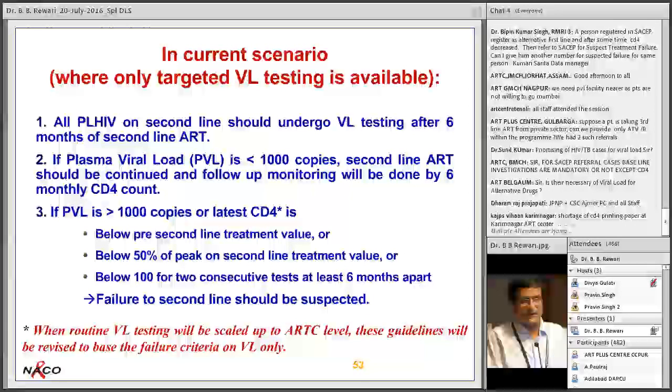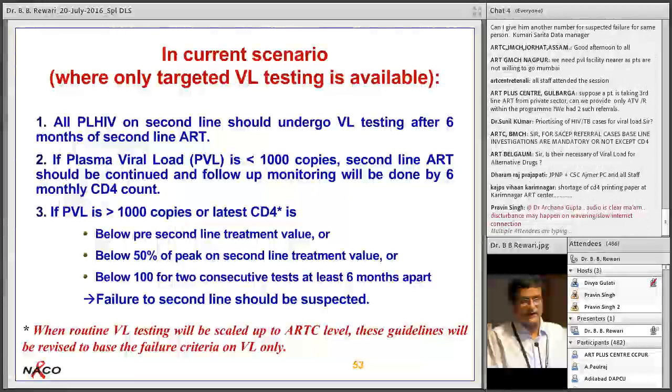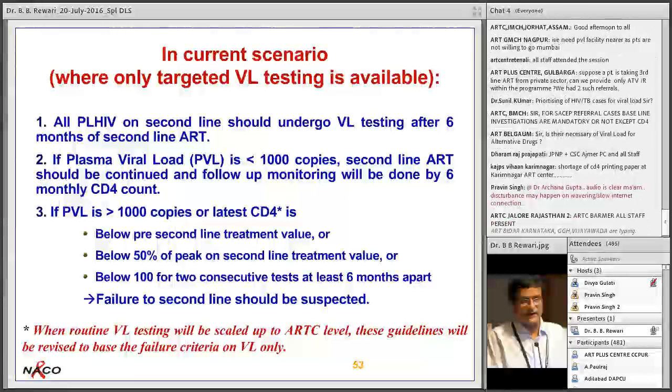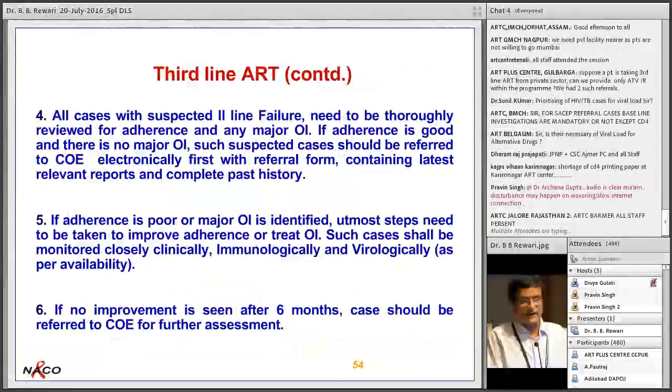This will change when we have a routine viral load available at all ART centers. So this might change in the next 6 months, but as of now, all cases who have suspected failure should again be looked for adherence, looked for opportunistic infection, and then referred to COE electronically with referral form. And if adherence is poor, or a major OI is identified, again improve adherence, treat OIs, do not refer them till you have treated the OI or adherence has been improved.